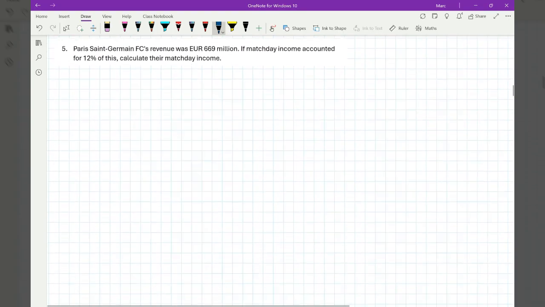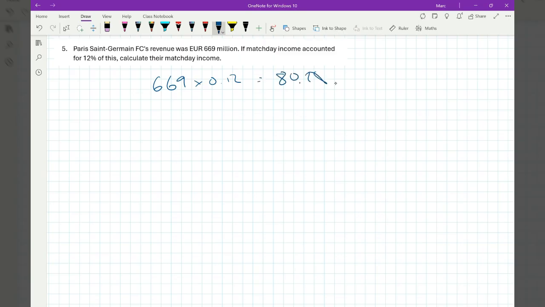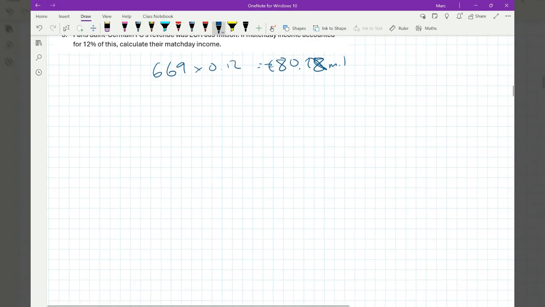Okay, question 5. Paris Saint-Germain's revenue was 669 million euros. Is that correct on the table? It is. If match day income accounted for 12% of this, calculate their match day income. Pause the video, have a go. Okay, so again, simply just multiplying by 0.12. 669 times by 0.12 gives us 80.28 million euros. And that's it. Question 5 done.